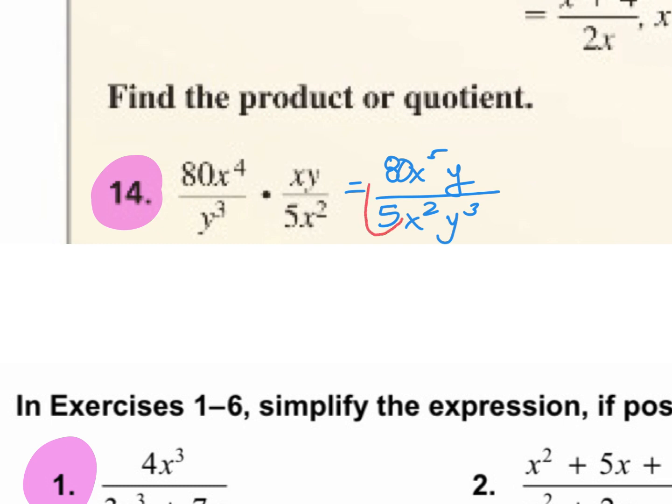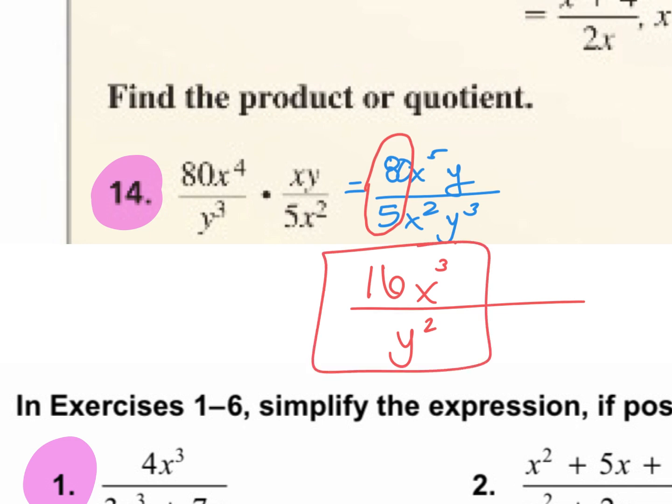What's 80 divided by 5? 16. If I have 5 x's on the top and 2 on the bottom, we subtract. What's 5 minus 2? 3. So I have x cubed, and I have 1 y on the top and 3 on the bottom. So how many am I left with? 2. Where are they? On the bottom. Wherever the exponent is higher, that's where the letter stays. I have 1 y on the top and 3 on the bottom. So look, when you cross them out, where are they left over? They're on the bottom.